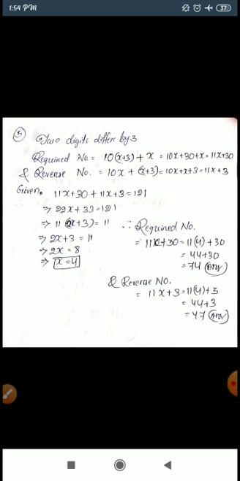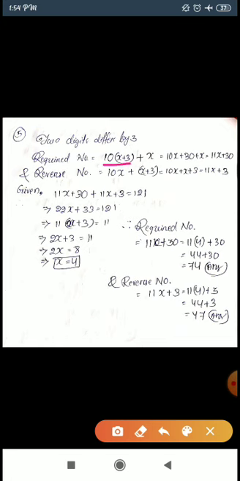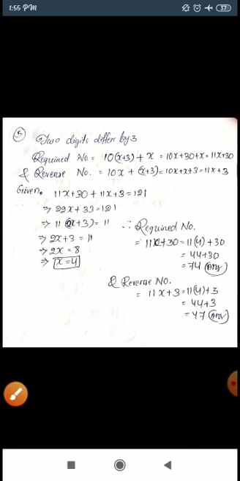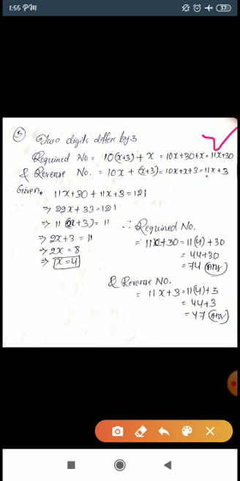So here the required number will be 10 times (x plus 3) plus x. This is in the tens place and this is in the ones place. So 10x plus 30 plus x, that is 11x plus 30, our required number. The reverse number will be 10x plus x plus 3, since the digits are interchanged, that is 11x plus 3. So our required number is this one and the reverse number is this one.